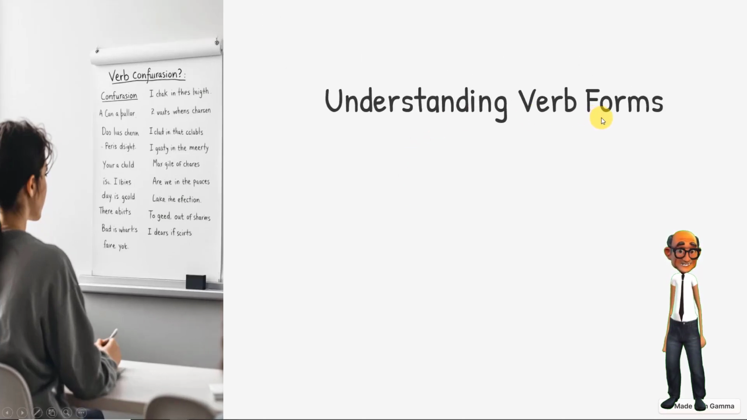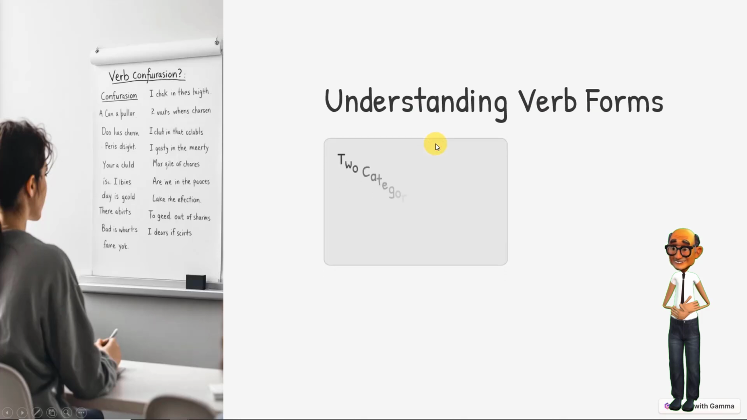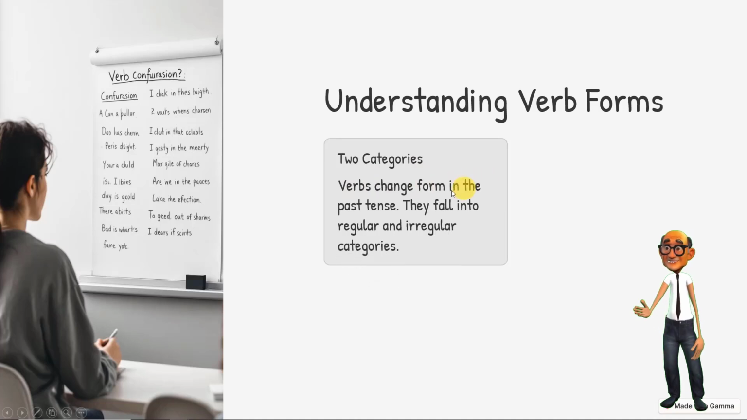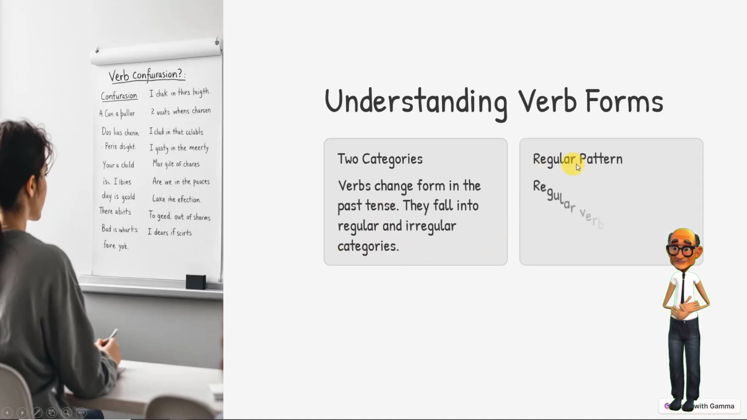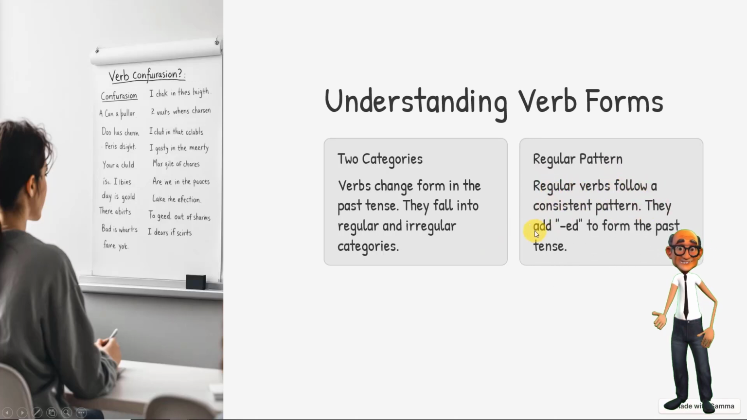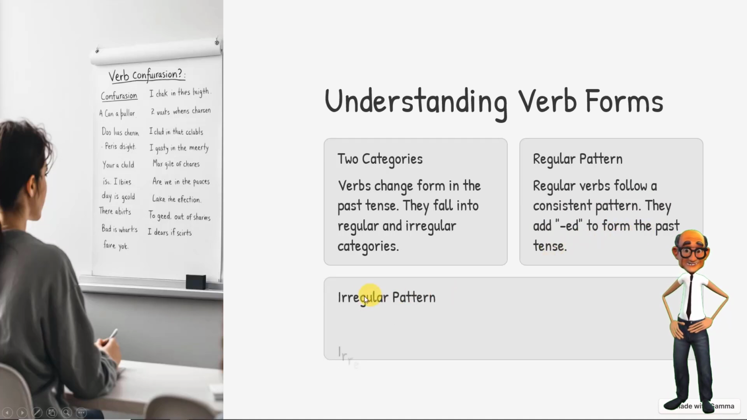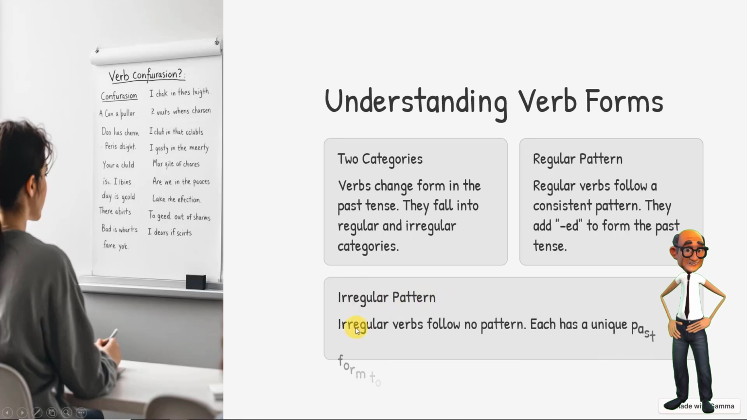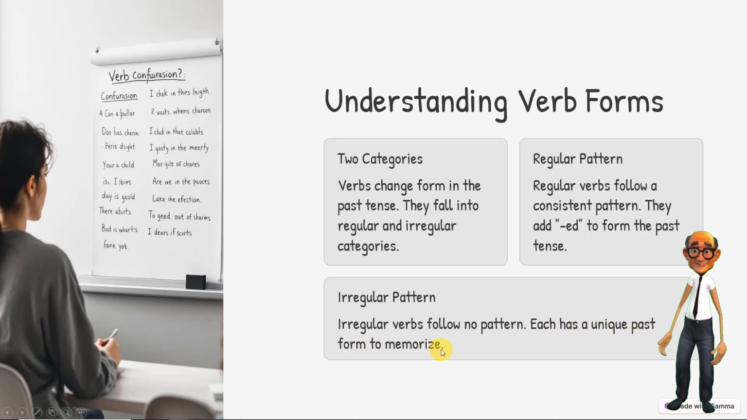Understanding verb forms. Two categories. Verbs change form in the past tense. They fall into regular and irregular categories. Regular pattern: regular verbs follow a consistent pattern. They add ed to form the past tense. And irregular pattern: irregular verbs follow no pattern. Each has a unique past form to memorize.